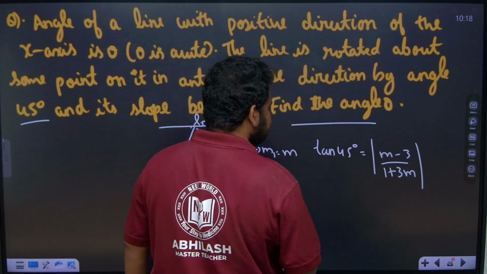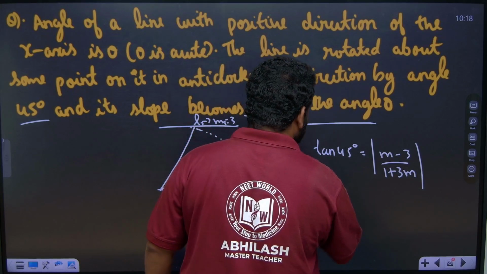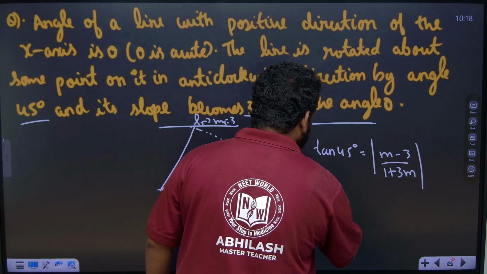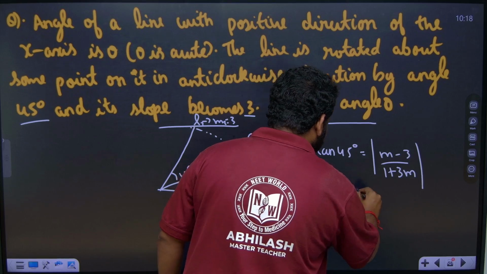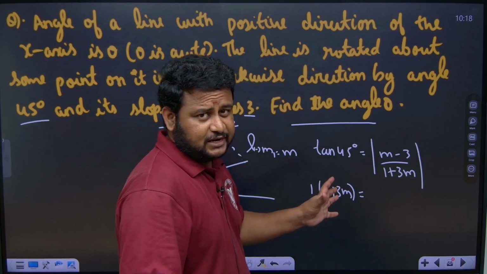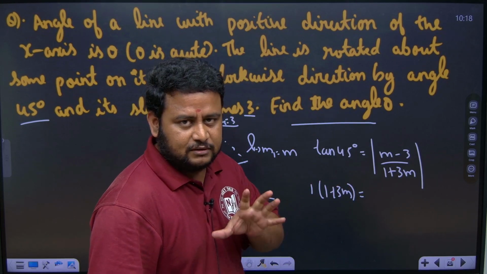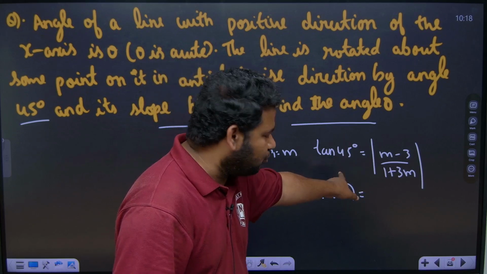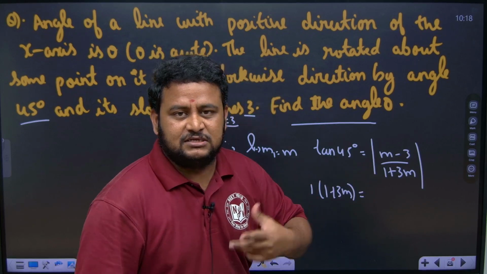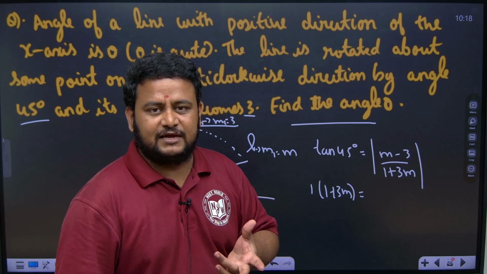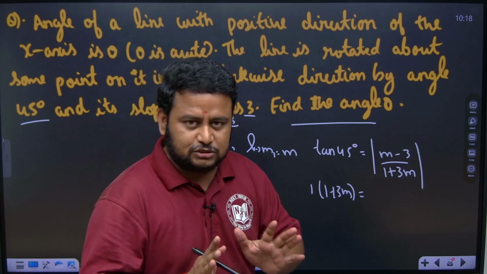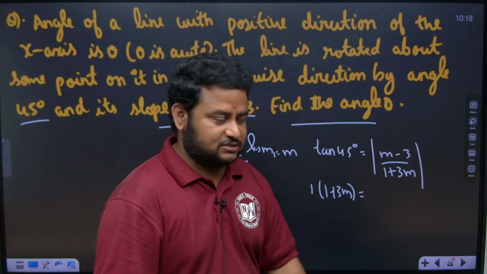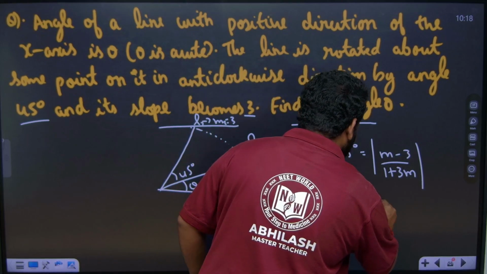Okay, so tan 45 is nothing but 1. So 1 into (1 plus 3m) is equal to, since I am removing the modulus sign, you should be very careful. You should have that alertness. At this point, when you are removing the modulus sign, you have to take plus or minus. Same thing I told when it comes to the area of a triangle. There also you are taking modulus, so there also you should use plus or minus while removing the modulus. So here also I will use plus or minus.